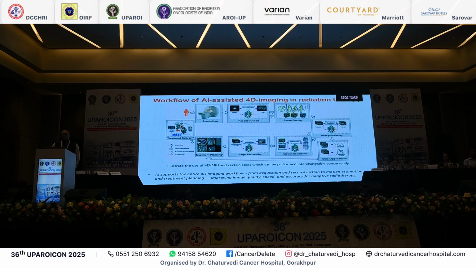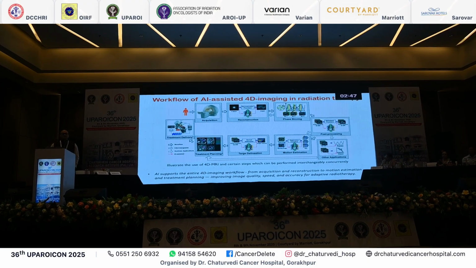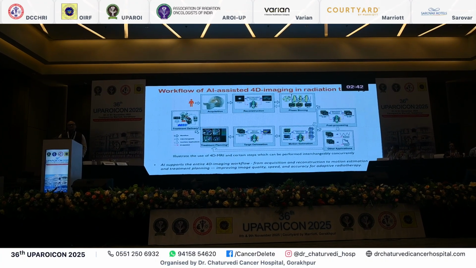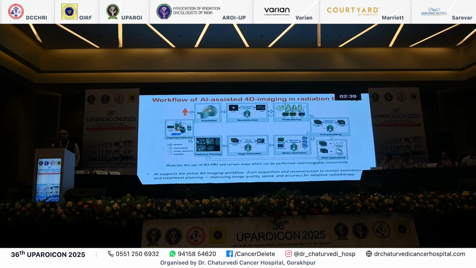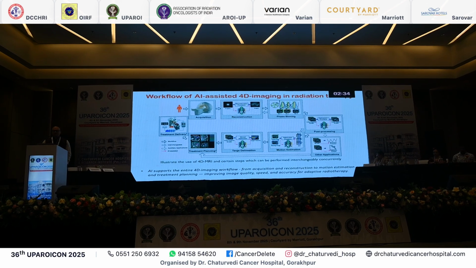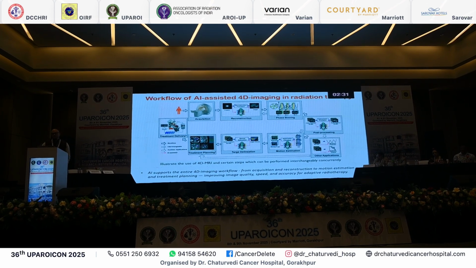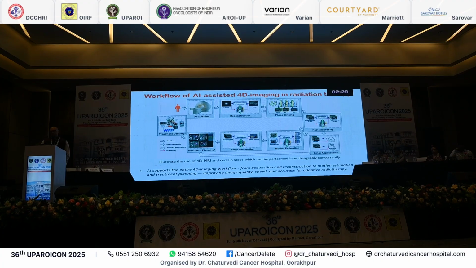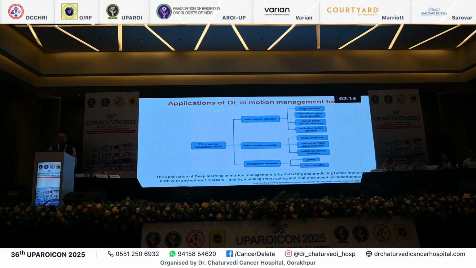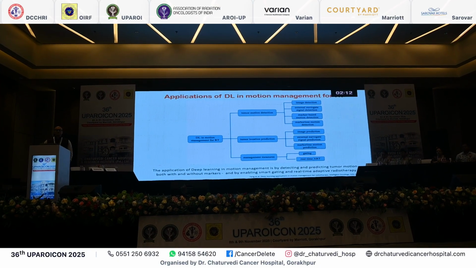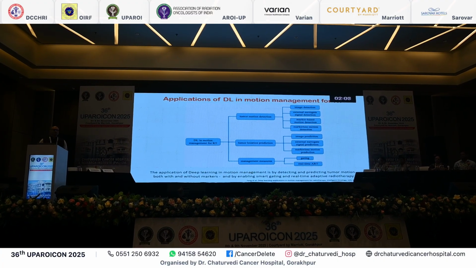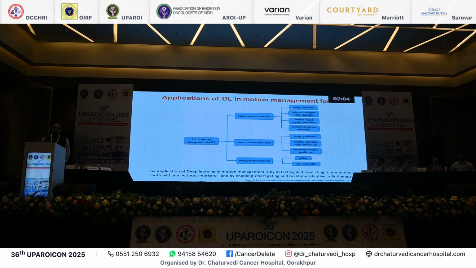So basically AI-assisted 4D imaging in radiation oncology involves the following steps: acquisition of the images, reconstruction, phase binning of the data according to the phases of respiration, post-processing and motion estimation, target delineation and treatment planning, and treatment delivery. AI supports the entire 4D imaging workflow from acquisition and reconstruction to motion estimation and treatment planning, whereby the artificial intelligence captures the data from past treatments and assimilates it with the required treatment in the current patient in question.